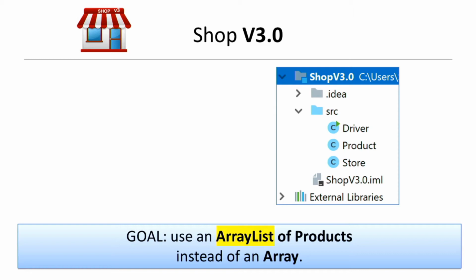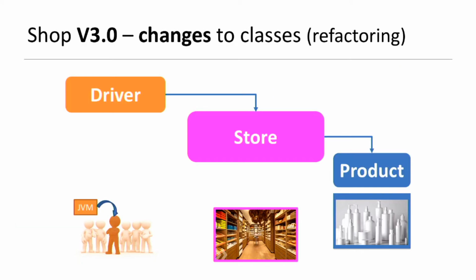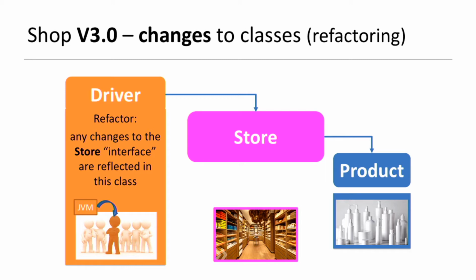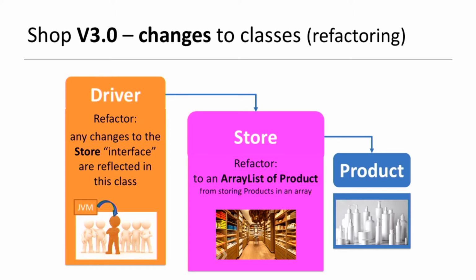We're now moving to shop version 3. The goal is to use an array list of products instead of an array. So we're going to be updating our 3 classes. We're refactoring driver. Any changes to the store interface are reflected in this class. We'll also refactor store to an array list of product from storing products in an array. And there's no changes to the product class for version 3.